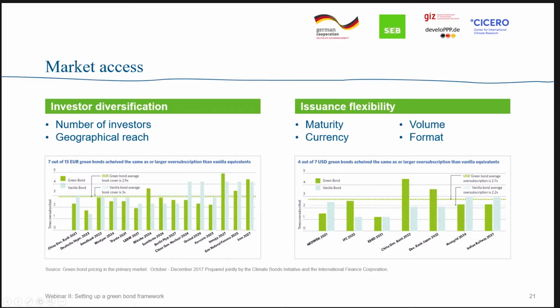The most recent such report covers the period October to September 2017. In that sample, the report finds that 7 out of the 15 euro-denominated green bonds issued during that period achieved the same or larger oversubscription than regular comparable bonds. The comparable number for green bonds issued in US dollars was 4 out of 7.